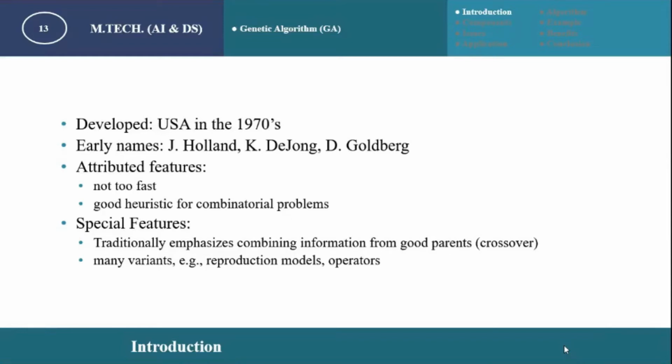And the main features of genetic algorithm are: it is not too fast. It is not as fast as some other algorithms, but the advantage is that it will give you a solution which in most cases will be very near to the optimal solution. And it is a good heuristic for combinatorial optimization problems.